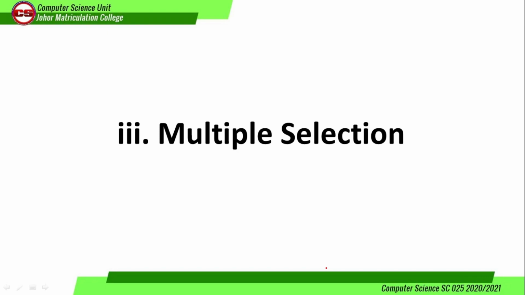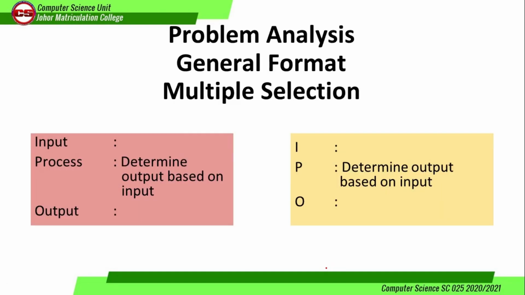So single, you have one condition and one choice. Dual, you have one condition and two choices. But for the multiple selection, maybe you have a few conditions and a few choices. Okay, how to write a problem analysis?